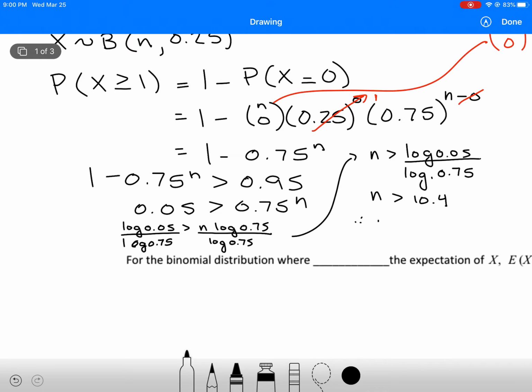Okay? Therefore, we need at least 11 draws to make sure we have at least one red carnation.